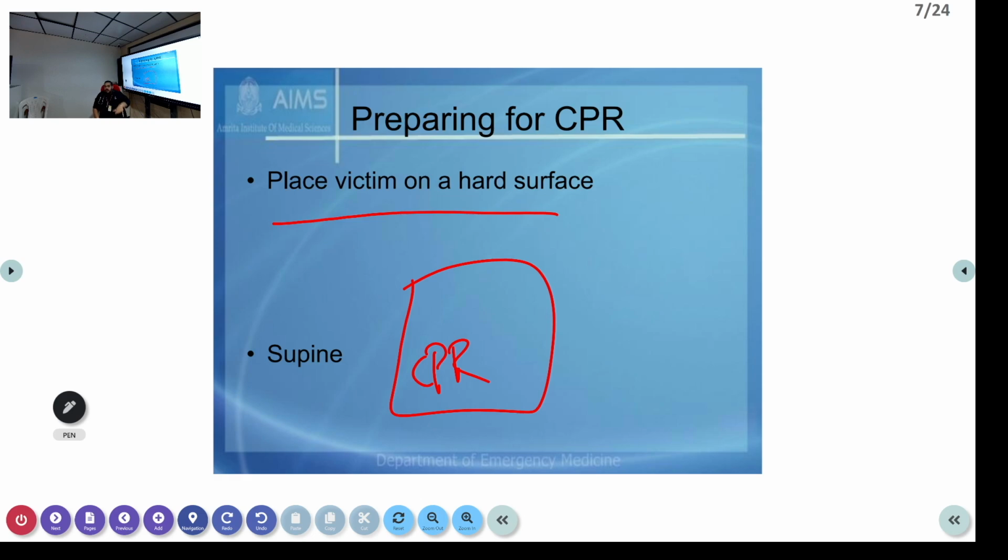When you are giving the compression, the force, whatever you are transmitting, will transmit to the bed. It will not go into the patient's chest. So you have to place something like a hard board like this. The victim is already on the floor, that is fine. You can start giving the compression, and the victim should be supine. That means the patient should be lying on his back. So that is the requirement. If the patient is on the side or has fallen down, you have to make sure that the victim is supine.